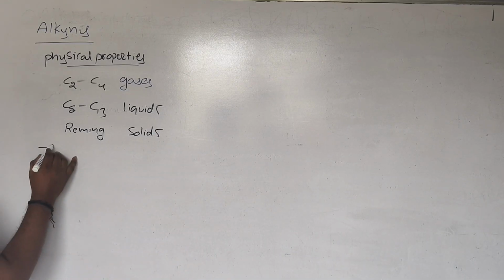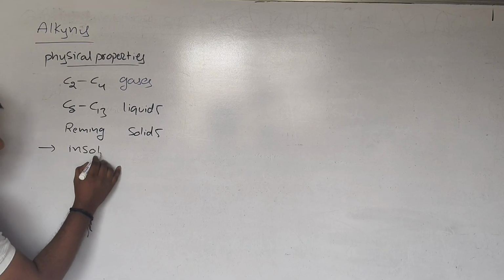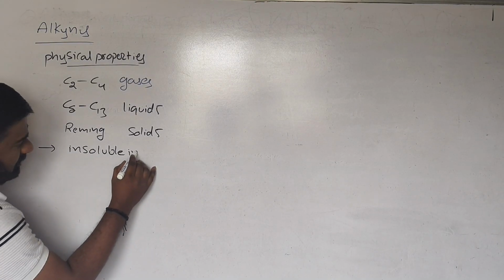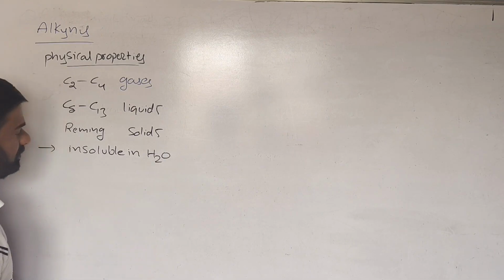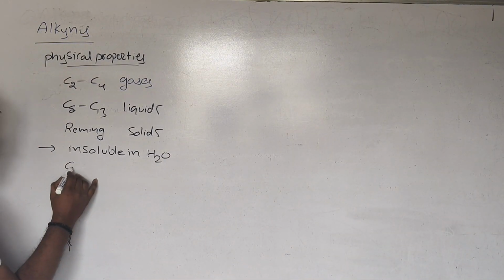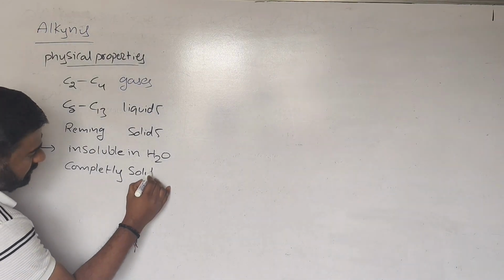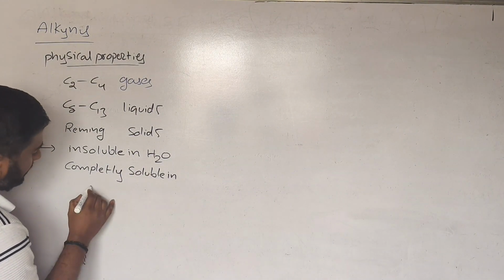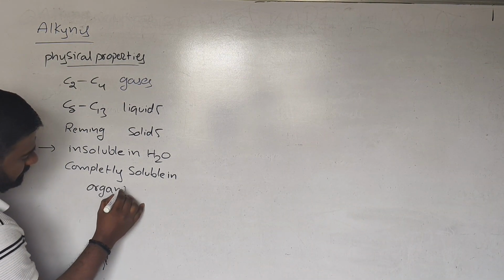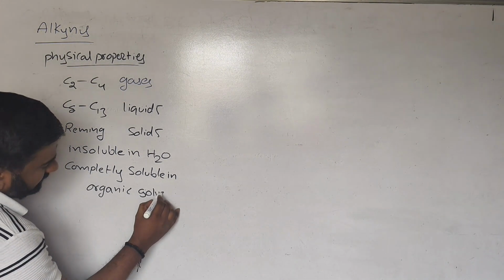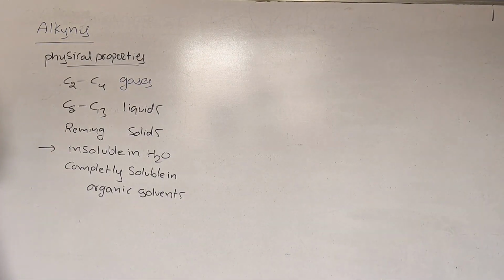These alkynes are insoluble in polar solvents like H2O, and they are completely soluble in organic solvents. Organic solvents may be benzene, ether, acetone, diethyl ether, and so on. All organic compounds which are in liquid state can act as solvents.